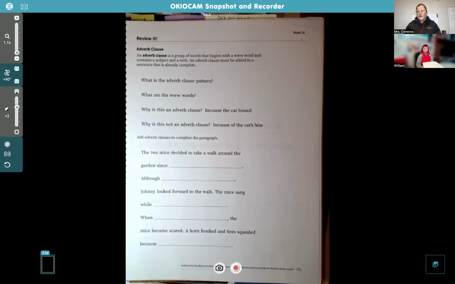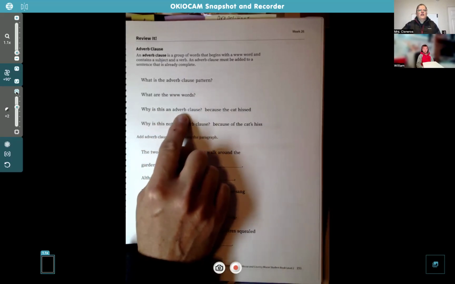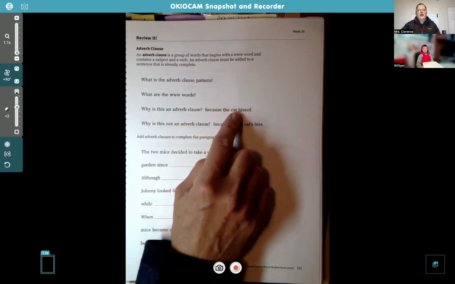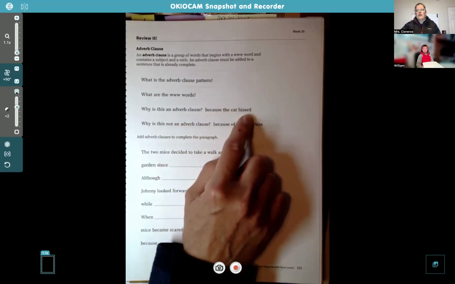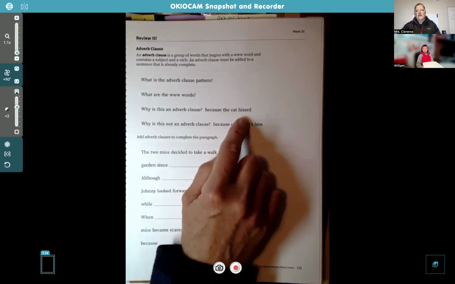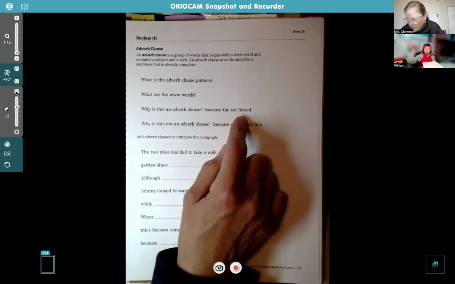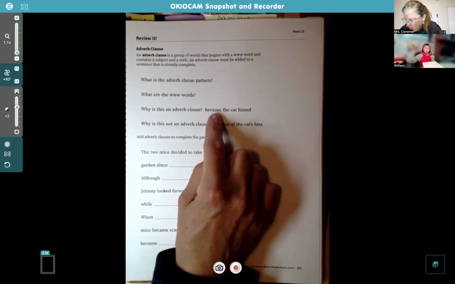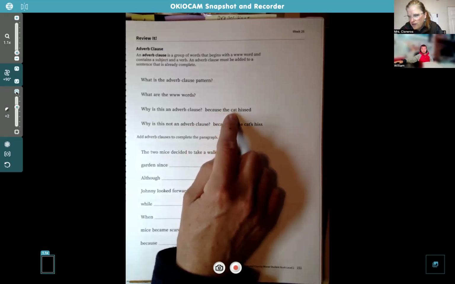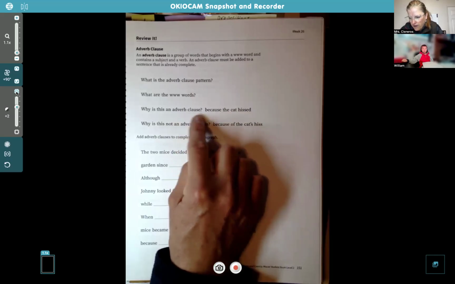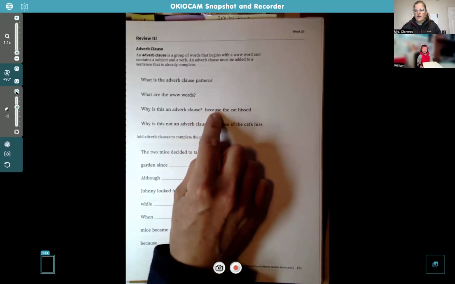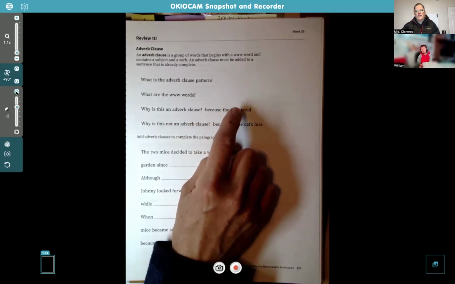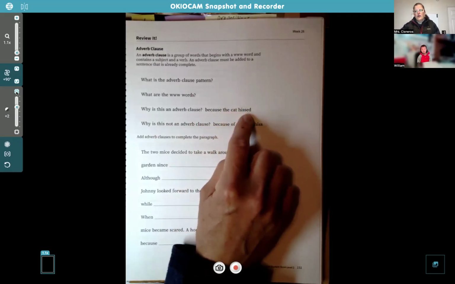And then it says, why is this an adverb clause? Because the cat hissed. Can you explain why that is an adverb clause? Because it has because, and it has a subject verb pair, right? Remember, that's the pattern. It has to have the Asia word. And then it also has to have a subject, cat, and the verb hissed. So that one is correct.